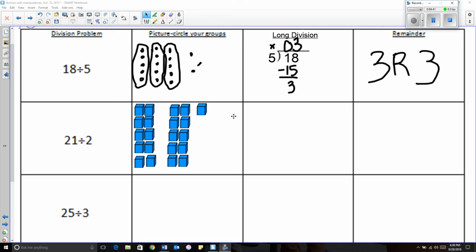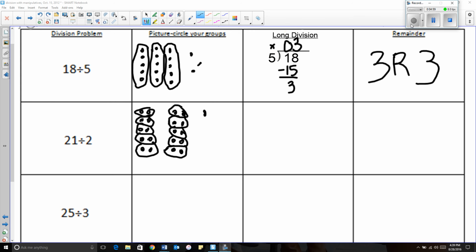So as you can see, I've got my 21 blocks here. I've grouped them in 2s. So I have 1, 2, 3, 4, 5, 6, 7, 8, 9, 10 groups and 1 block left over. So now I'm going to clear off my blocks, and I'm going to go ahead and draw a picture on my paper to represent.